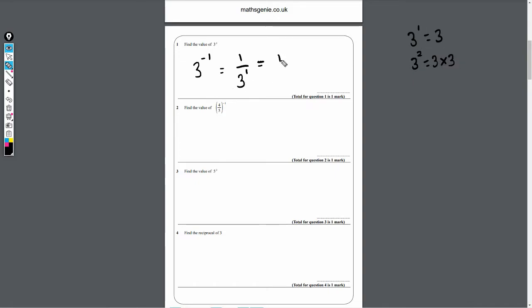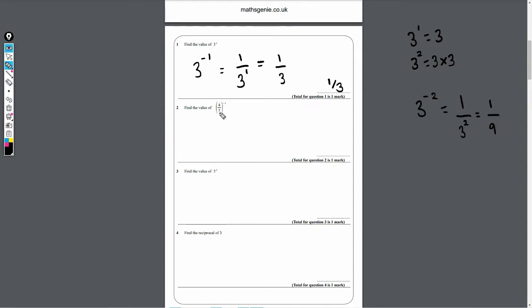So our final answer is just 1 over 3, which would be 0.3333 recurring, right? Simply, that's all it would be. For example, if it were 3 to the minus 2, that would have been 1 over 3, but make the power positive. So 1 over 3 squared. Work out what 3 squared is, so that's 9, and then you put your 1 back on top. Because it's just 3 to the minus 1, it's just 1 over 3.